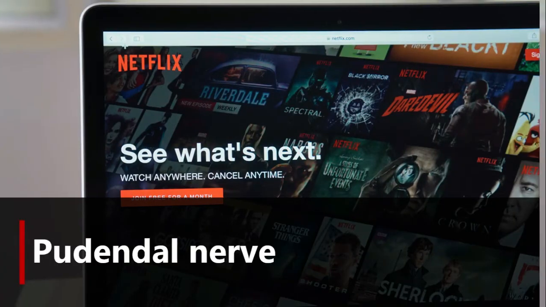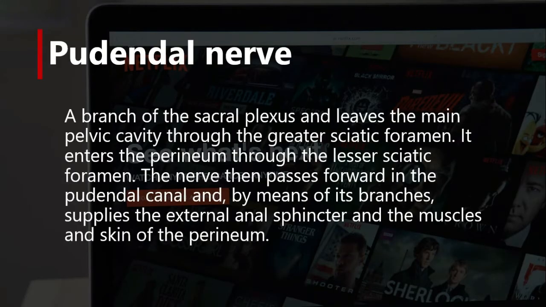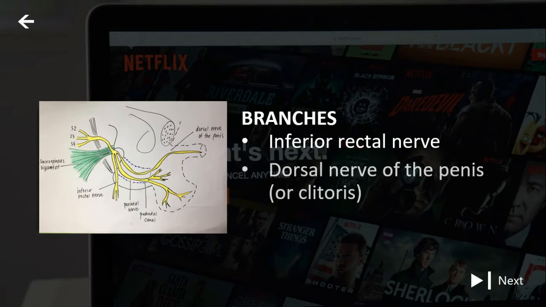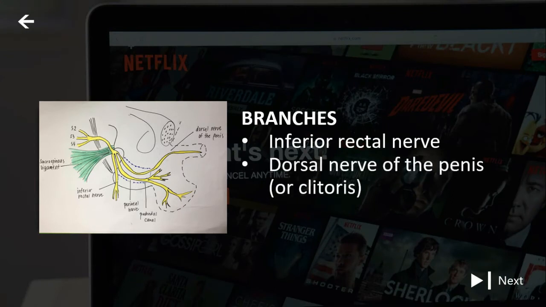Next is the pudendal nerve, a branch of the sacral plexus that leaves the main pelvic cavity through the greater sciatic foramen. It enters the perineum through the lesser sciatic foramen. The nerve then passes forward in the pudendal canal and, by means of its branches, supplies the external anal sphincter and the muscles and skin of the perineum, which are the inferior rectal nerve, the dorsal nerve of the penis or clitoris, and the perineal nerve.